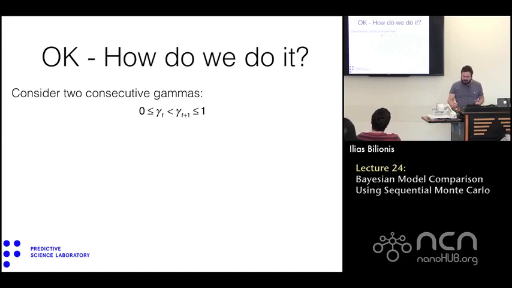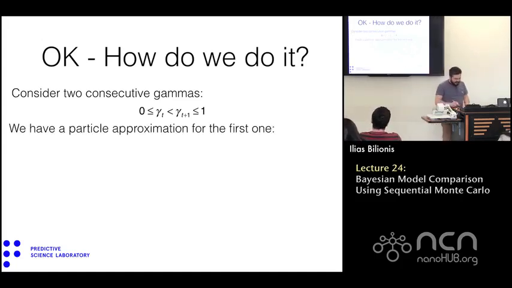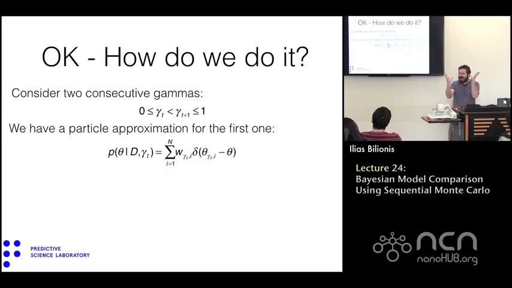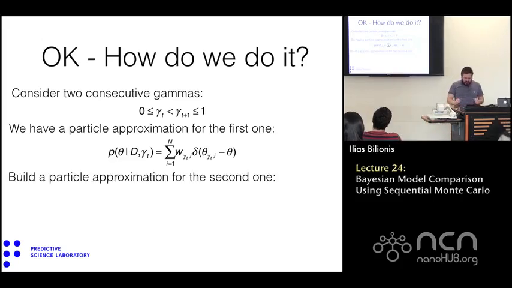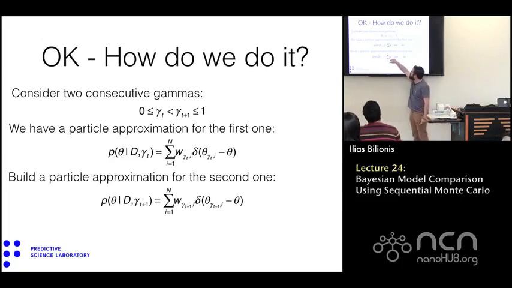Consider 2 consecutive gammas, right? So gamma t and gamma t plus 1, and assume that we have a good particle approximation of the density corresponding to gamma t. And this is basically a bunch of weights and the samples corresponding to these weights. And we want to build a particle approximation for the second gamma. So we want to find another bunch of weights and another bunch of thetas. How do we do that?